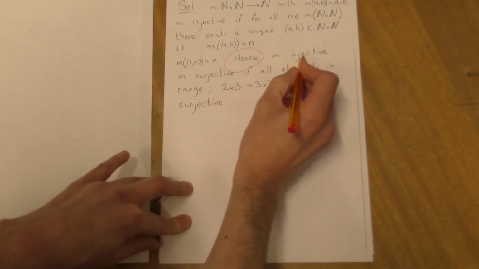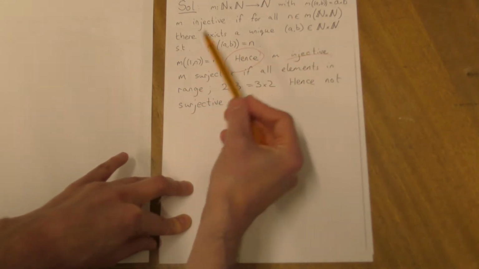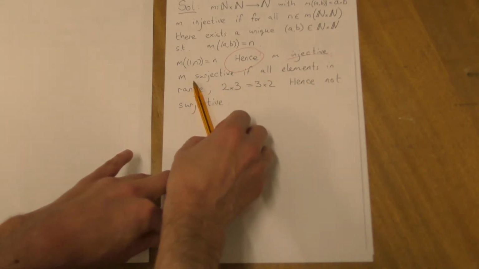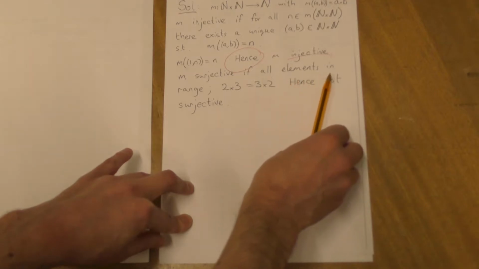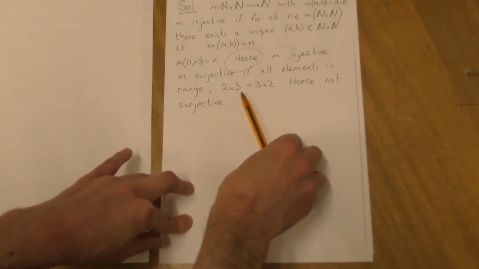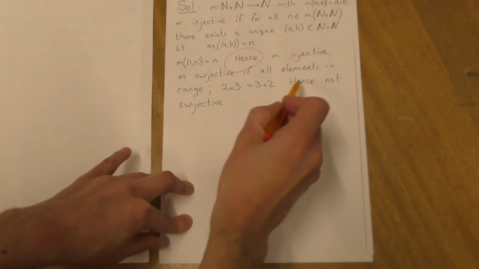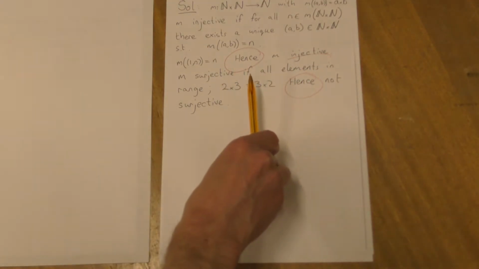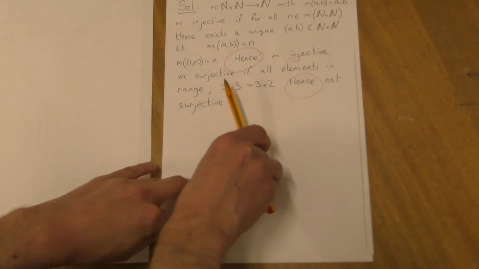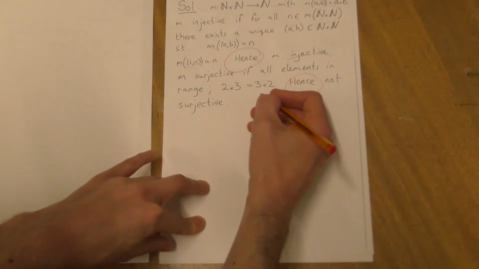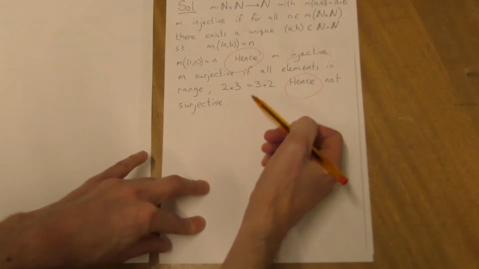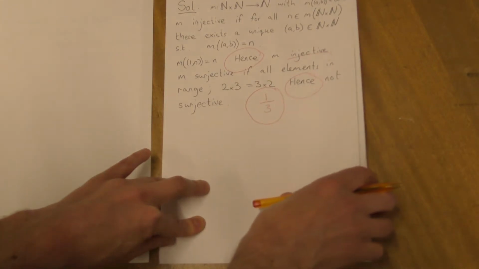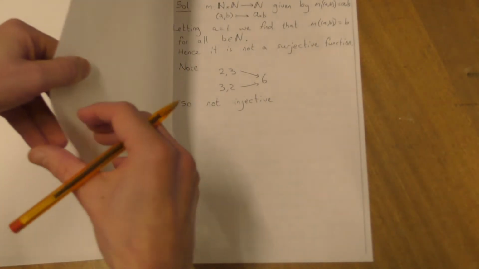Right. Well, here we have a problem because, of course, this isn't injective and it doesn't match up. So we've got a big problem here. And we're saying here m is injective if all elements in the range, 2 times 3 is equal to 3 times 2, hence not surjective. And again, it's just the wrong conclusion in both instances. So in fact, the argument is incorrect, but the setup is good. And given that this is relatively well laid out, even though it's wrong, we would get an exam mark of 1 out of 3 in this instance.